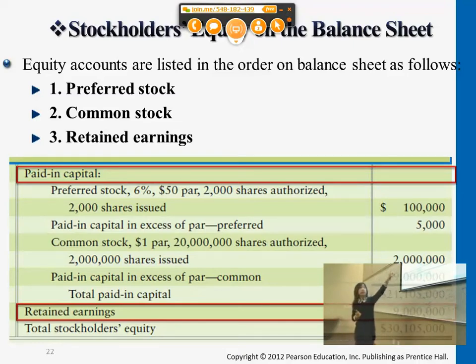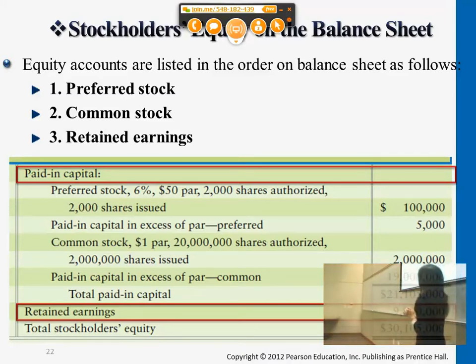$50 is the face value of the stock. 2,000 shares is the total number of shares that they could issue overall. 2,000 is the maximum number of shares. And they actually issued 2,000 shares. They already reached the maximum for preferred stock.